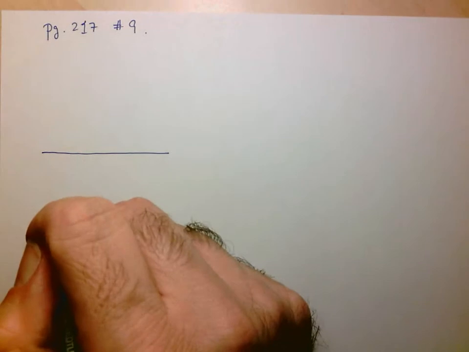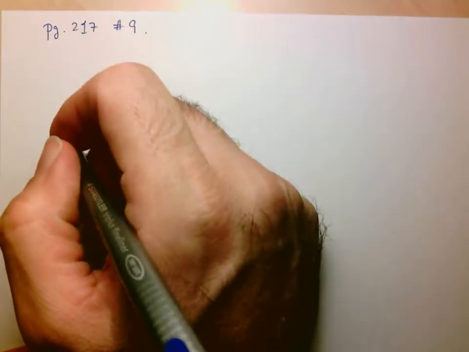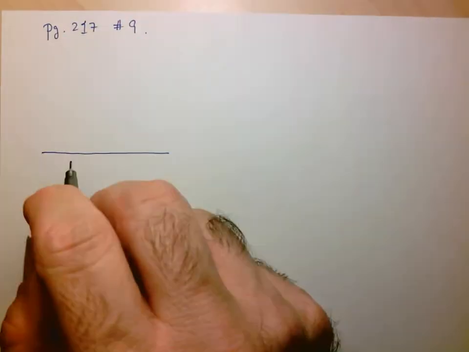Hi folks, we're going to take a look at the solution for page 217, number 9. So here it's a question about somebody flying their kite, and it gives us some information. It says the kite starts off on a string 40 meters long, and it starts off at an angle of pi over 4 to the ground.